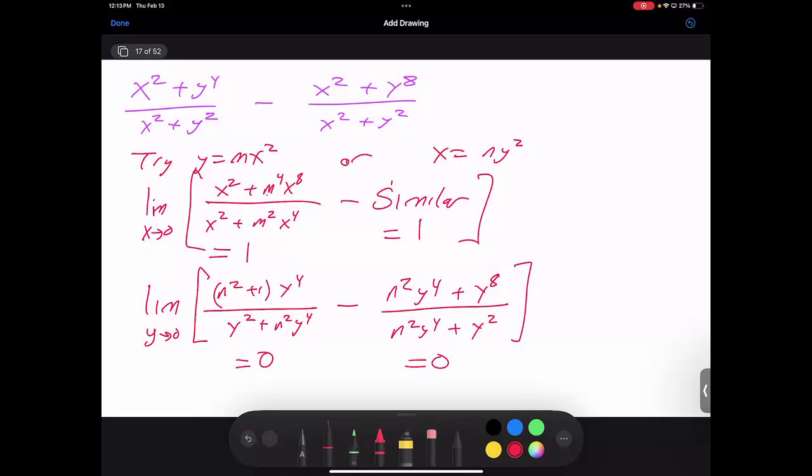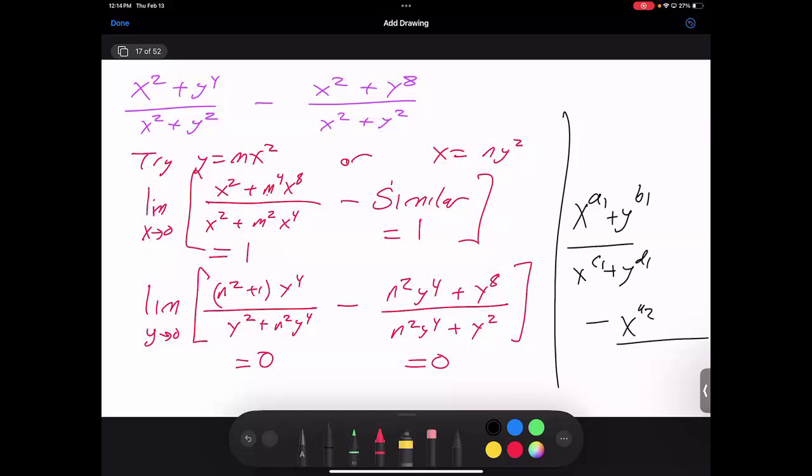Is it possible that I would eventually get something where it would not be this? So I'll leave this as a challenge for you. I would suggest probably something in the form x to the a1 plus y to the b1 over x to the c1 plus y to the d1, minus x to the a2 plus y to the b2 over x to the c2 plus y to the d2. Maybe something of that form should work. There aren't that many choices to try for the exponents. Could probably even write a computer program to search for this.